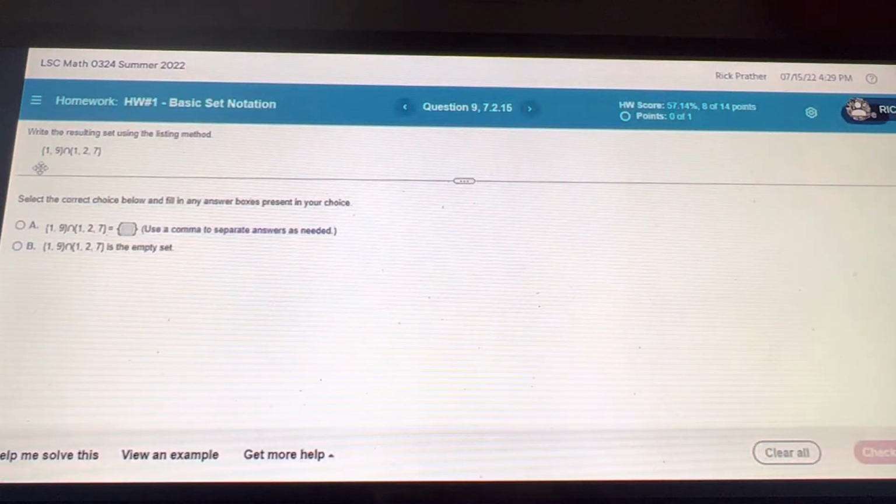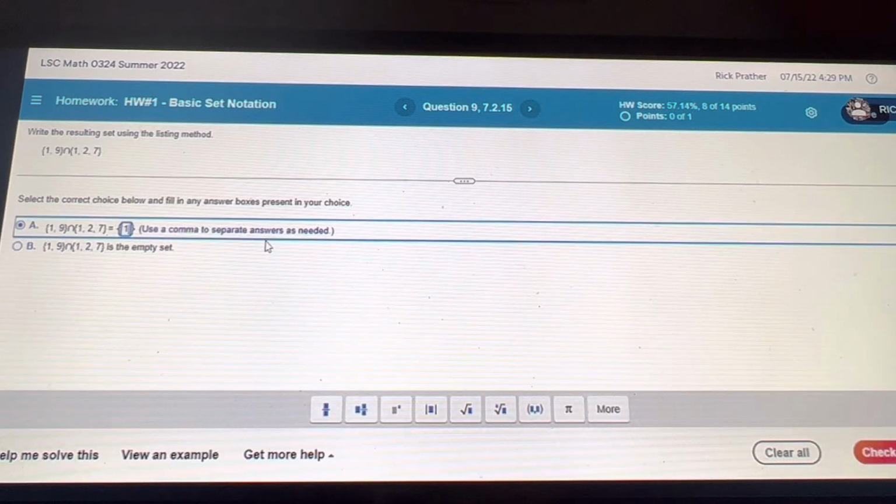So if I take {1, 9} as a set and {1, 2, 7}, and I have the intersection, this means "and," or both. What numbers are in both sets? The only number in both sets is 1. 1 is the only one they have in common. If it turns out they have nothing in common, then you say the answer is the empty set. It's kind of like no solution in algebra.